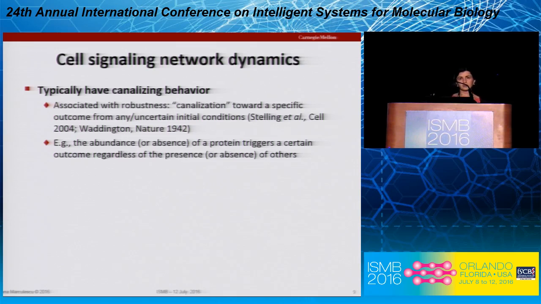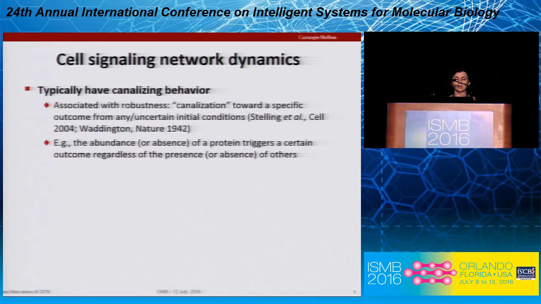One thing we are exploiting are some of the dynamics that are in general very important and have biological significance. One is canalizing behavior, meaning that the abundance or absence of a certain protein triggers a certain outcome regardless of the presence or absence of anything else. And this is very much related to robustness, right? Because if you can control something by perturbing one feature of your system, that is very powerful.